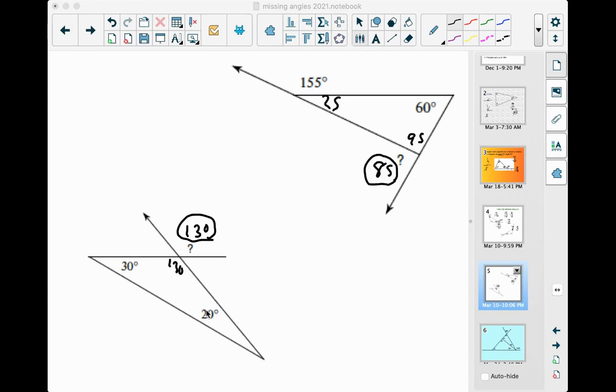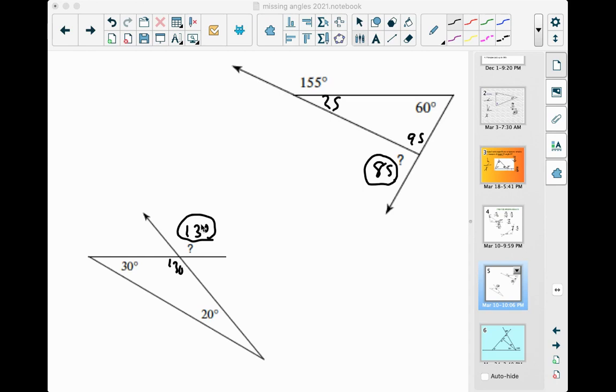I noticed right away I had a triangle with 2 of the 3 angles. So 30 plus 20 is 50. That means this angle has to be 130, so that it adds up to 180. And then the angle I want is just vertical from that. So this is 130. So is this. Vertical angles are always equal.